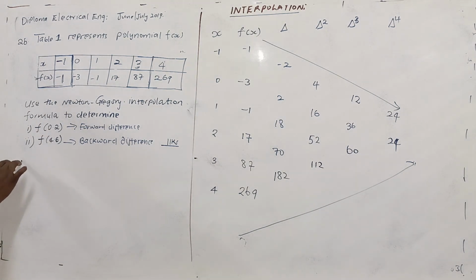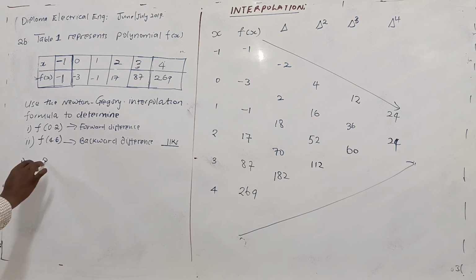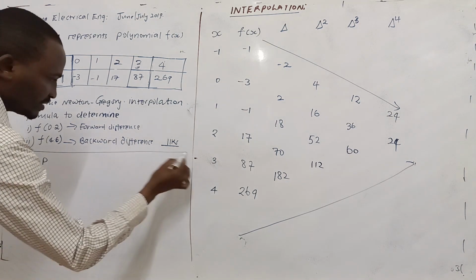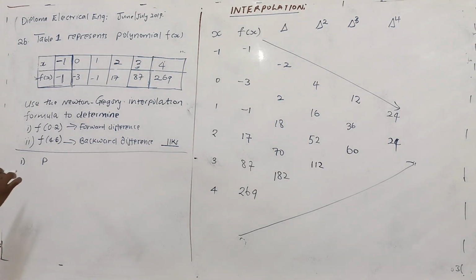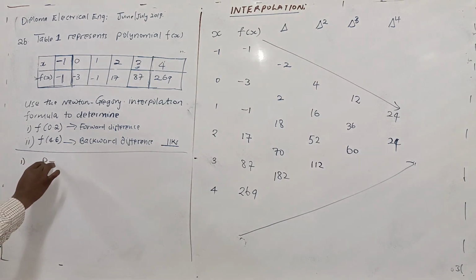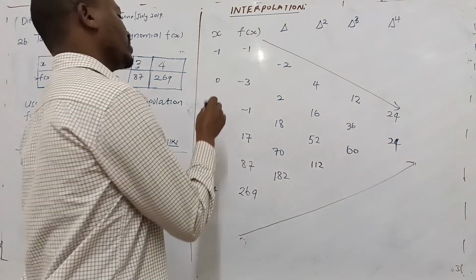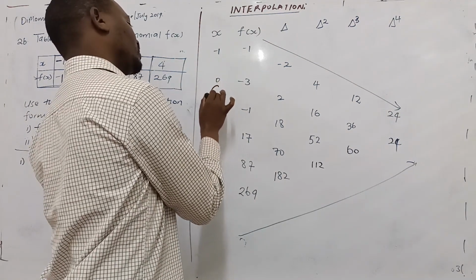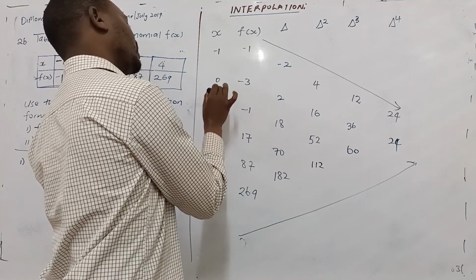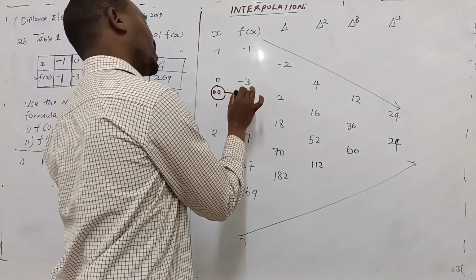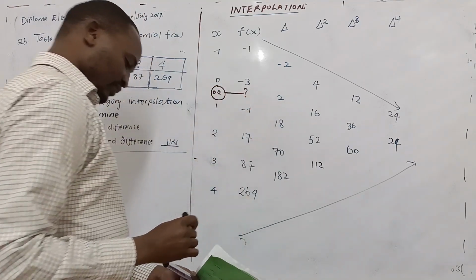Question number 1. We need to get P. P is equal to x minus x naught over h. 0.2 is here. We need this value of y here. It's what we want. So you have two options.